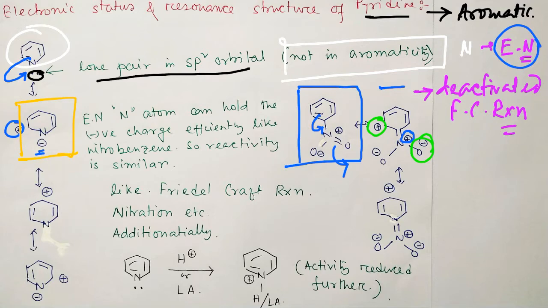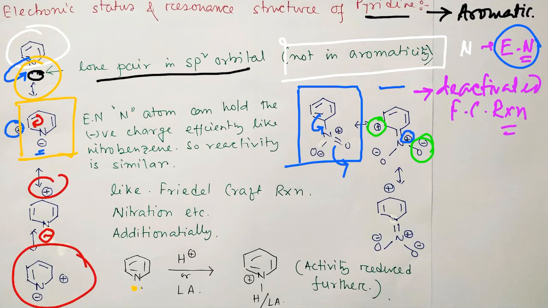And if we draw further canonical forms, for example, if the pair comes here, the positive charge will go there. By the way, the negative charge should be here. Similarly, another canonical form, this. So what is the conclusion? First of all, pyridine is deactivated for aromatic electrophilic substitution because of the heteroatom present in this nucleus. Fine, point number one. Second, there is an additional disadvantage or deactivation procedure.